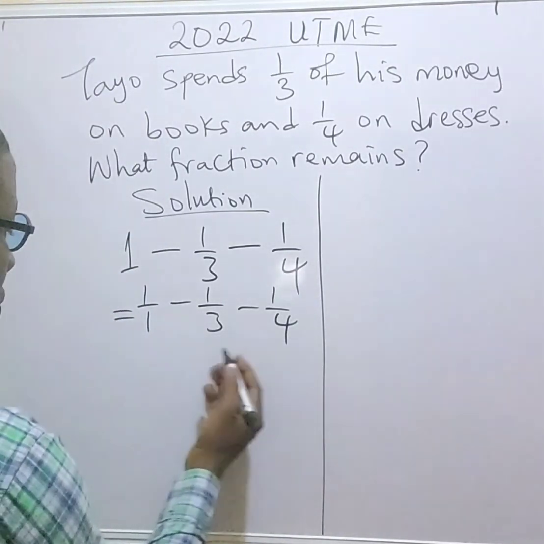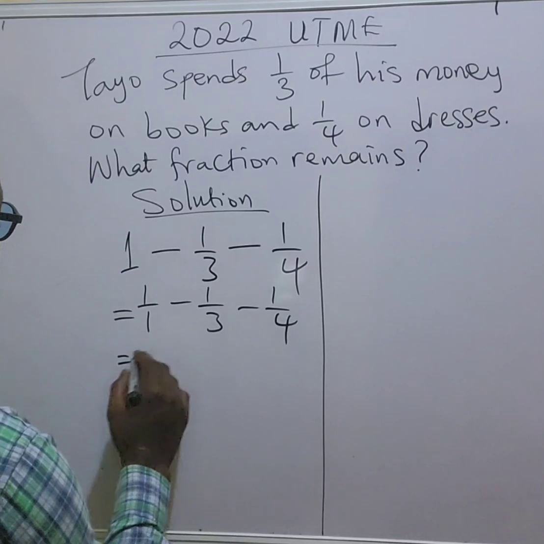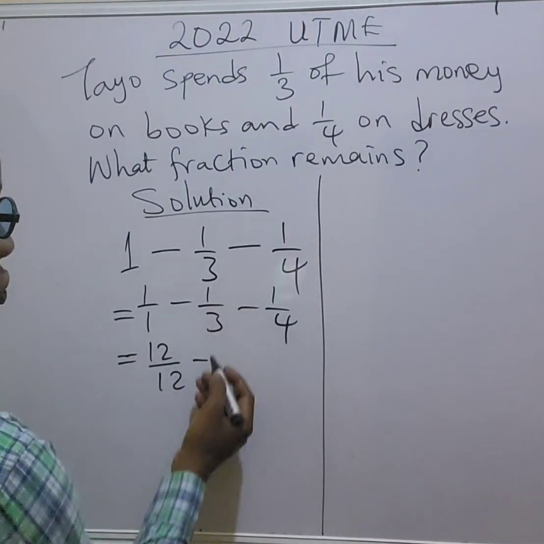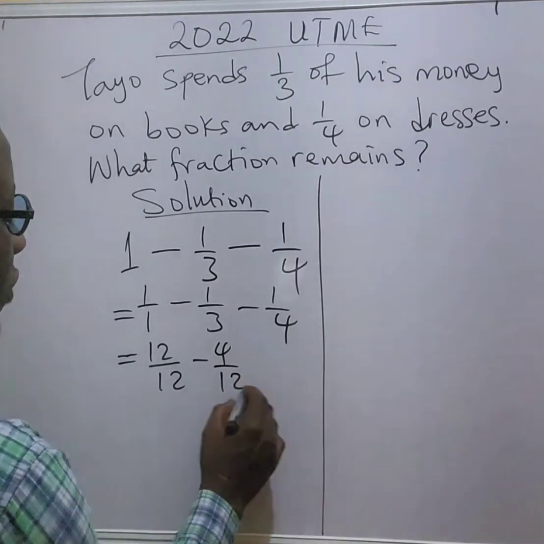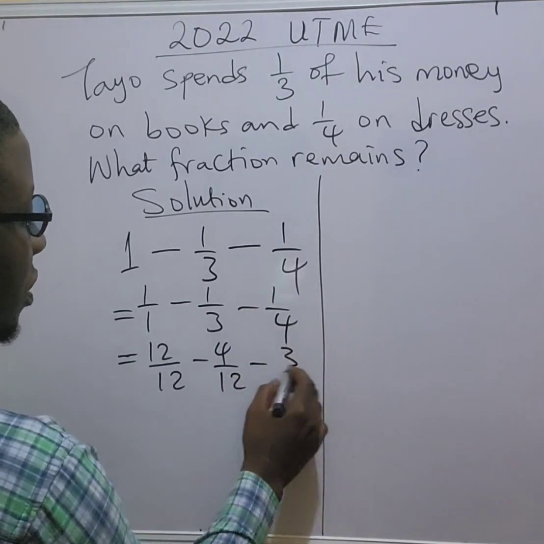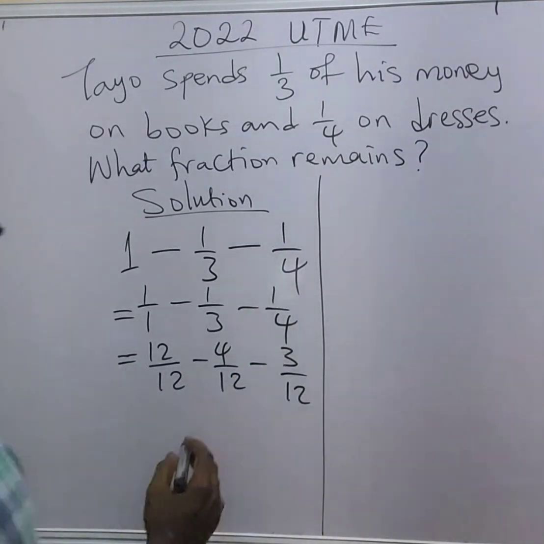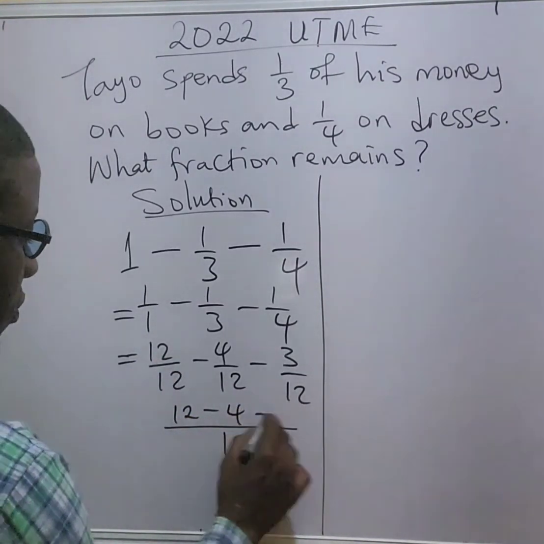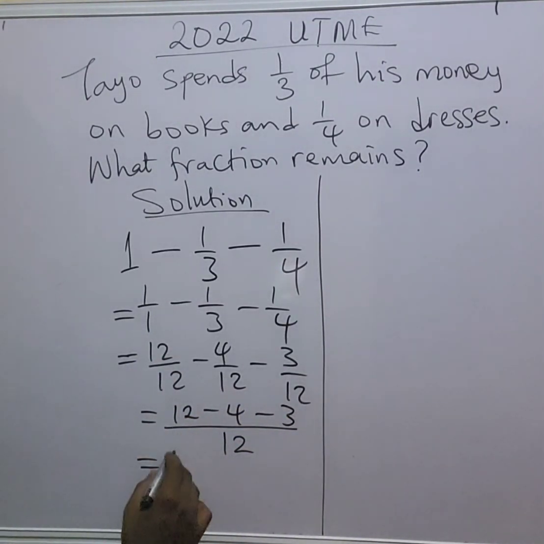So that means you could just write 12 for all of them, which means this is going to be 12/12. Times this one by 4 to make it 12. You also do the same thing for the numerator. That becomes 4/12. Times this by 3 and times this by 3. That becomes 3/12. Then all of them have 12 now. So all you just need to do is 12 minus 4 minus 3. And this gives us 12.